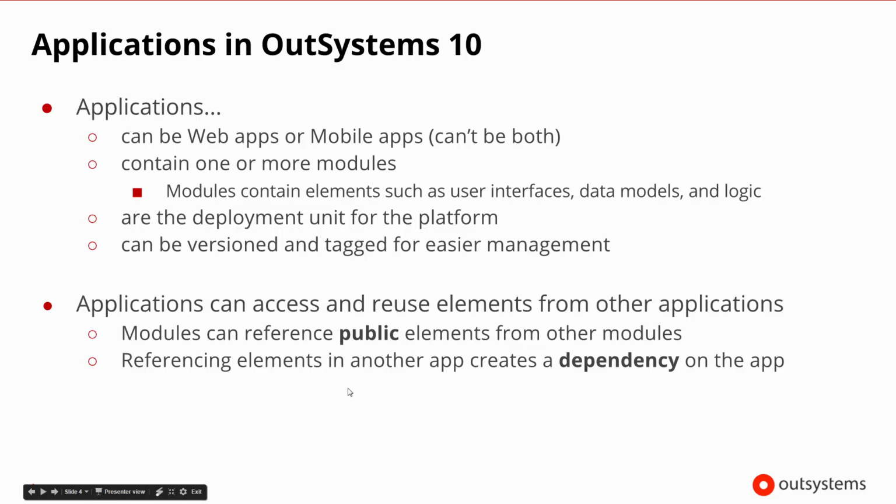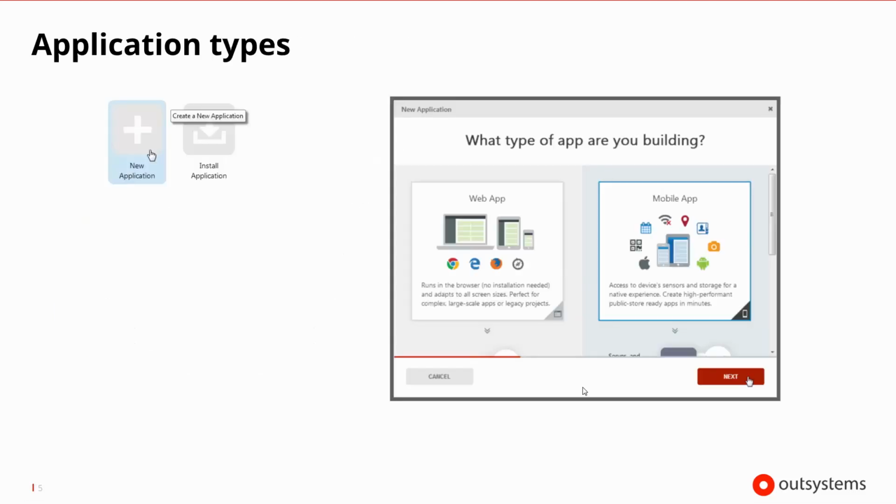When a module makes something public, and the elements are referenced inside of another app, we say that that creates a dependency from one application to another. And officially, it's creating a dependency from one module to another, but since those modules live inside the applications, and the applications are what are being deployed, then there's a dependency between the actual applications.